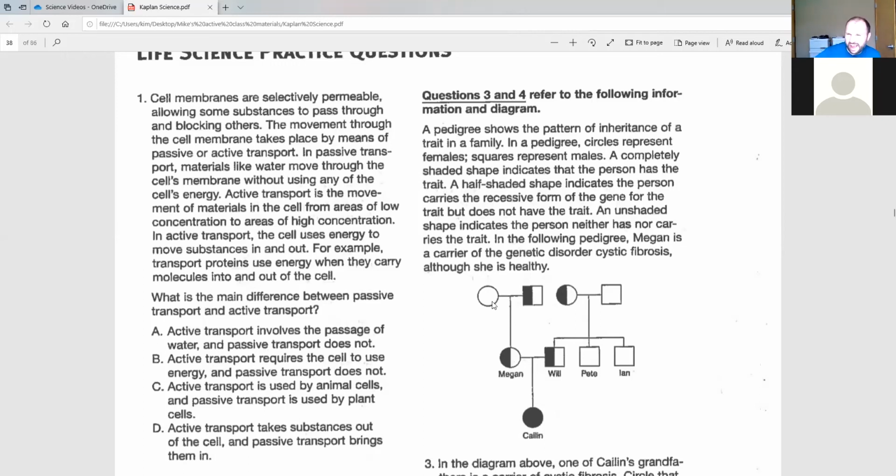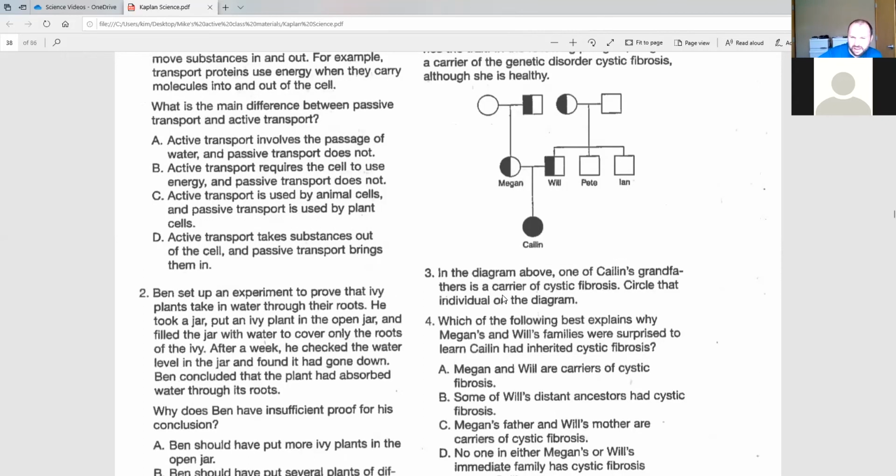So the question asks, number 4 asks, which one of the following best explains why Megan's and Will's families were surprised to learn Caitlin had inherited cystic fibrosis? Caitlin is Megan and Will's daughter. She has cystic fibrosis. Okay. Why is it surprising to their family that she has it? Question. A, Megan and Will are carriers of cystic fibrosis.